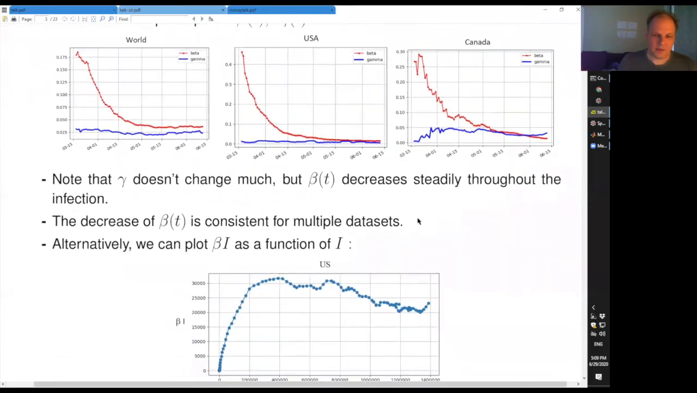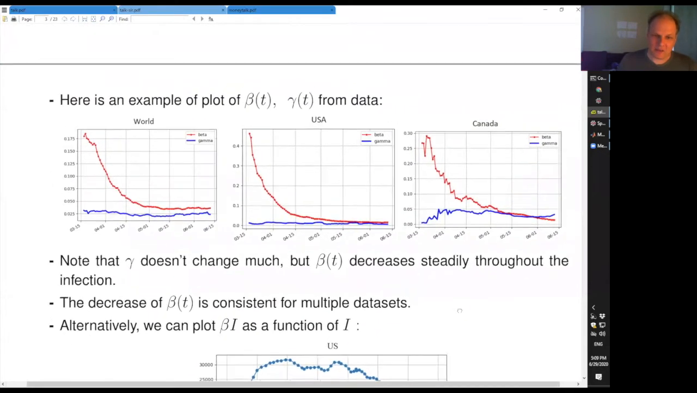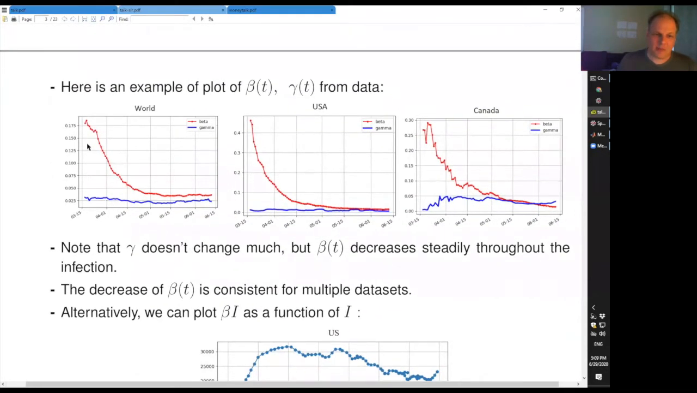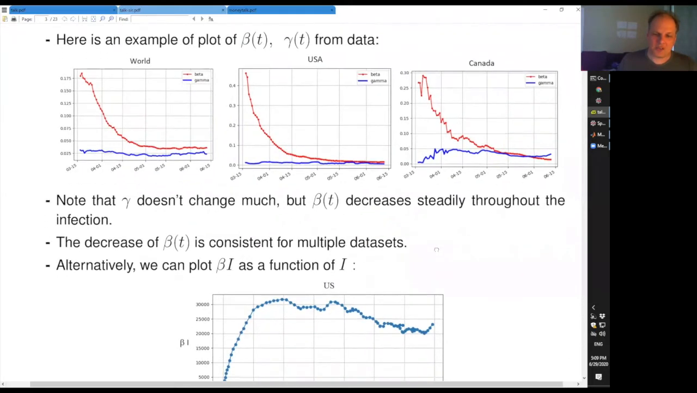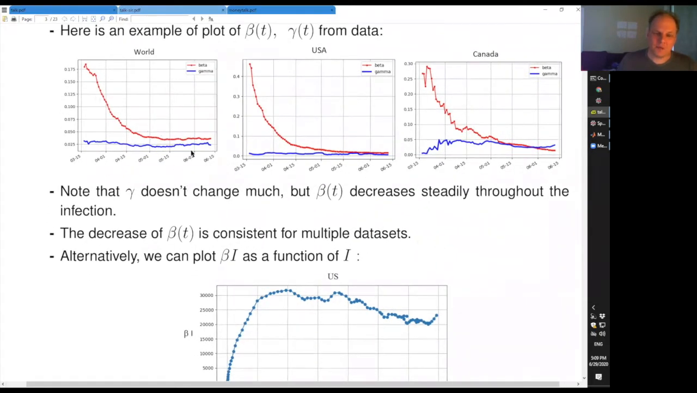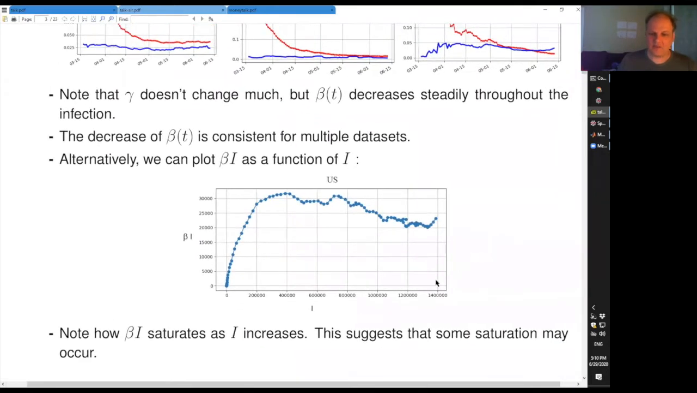The other thing we can do is this: this graph plots beta as a function of time. It starts from around the 15th of March to around the 15th of June, okay? But here's what we're going to do instead. Let's take this curve, and rather than plotting time on the horizontal axis, I'm going to plot I, the number of infecteds. This is what happens for the US data. Beta initially starts growing, let's say linearly over here, and that's what you expect. Sorry, I plot here beta times I as a function of I.